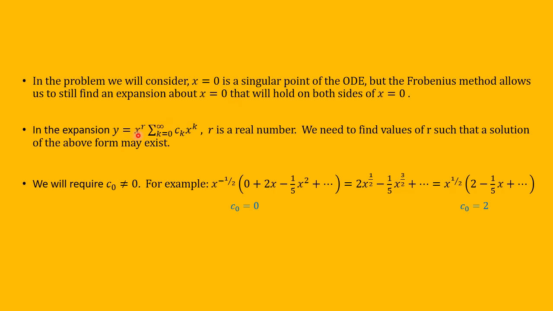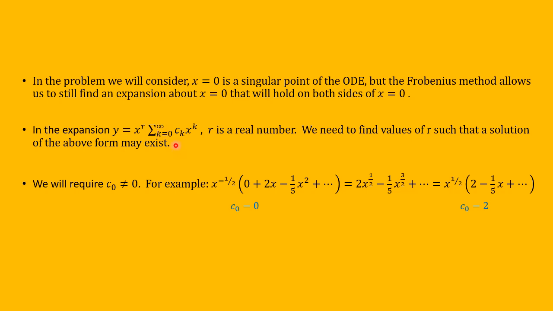In the expansion, y equals x to the r times this infinite series, r represents a real number, and there are some values of r for which this thing will be a solution to the ordinary differential equation, and other values of r, well, this will not be a solution to the differential equation, no matter what values of the c sub k's you pick. So one of the things we'll have to do is find the values of r that allow us to continue, because there may exist a solution of this form for that particular value of r.